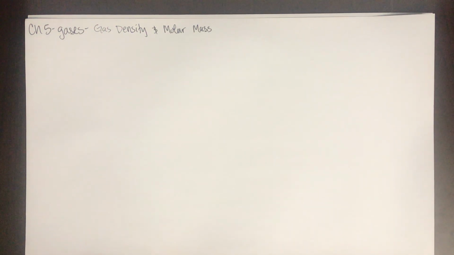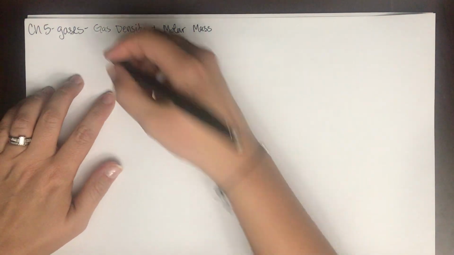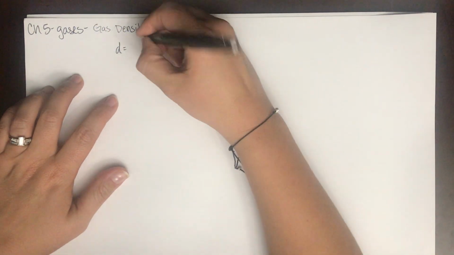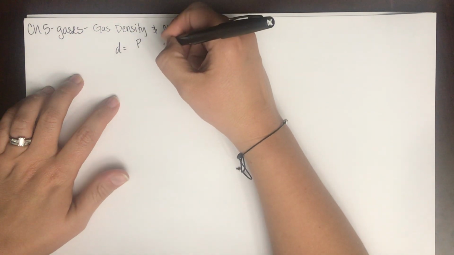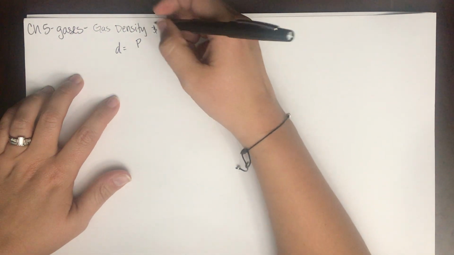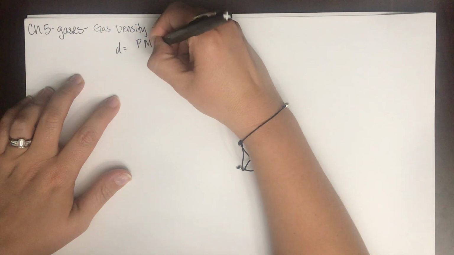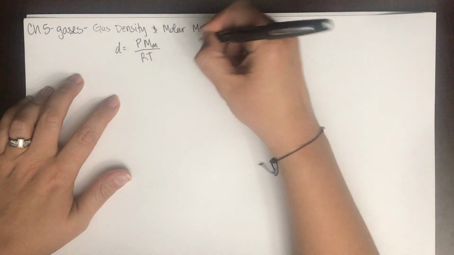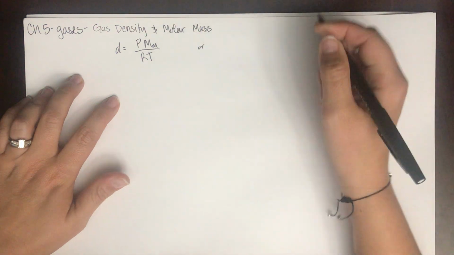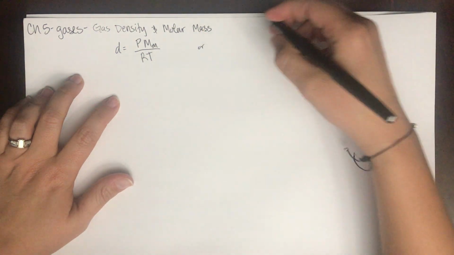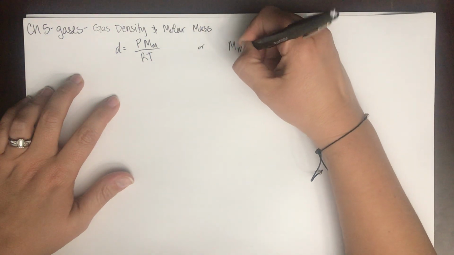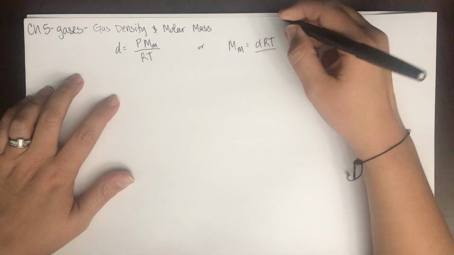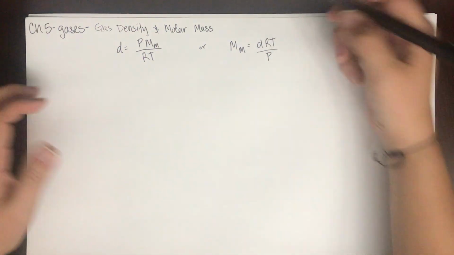So the two forms of this equation that we might find helpful is d, lowercase d is density, equals P, pressure in atmospheres, times molar mass of that gas over RT if you're solving for density. Or if you're solving for molar mass, you could just rearrange it. Molar mass equals density times RT over pressure.